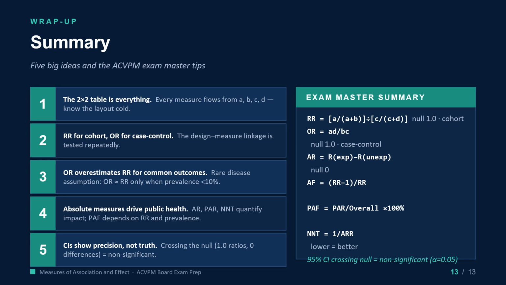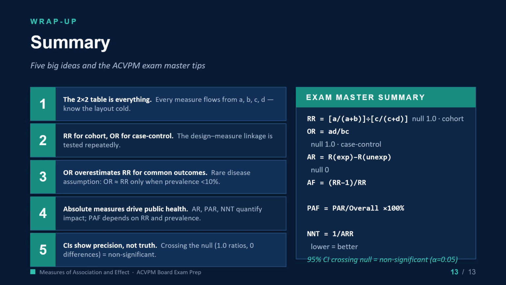2. RR for cohort, OR for case control. The linkage between study design and measure of association is tested repeatedly on the ACVPM exam, directly and indirectly. When you see a case control study, your default measure is the OR. When you see a cohort or RCT, reach for RR.